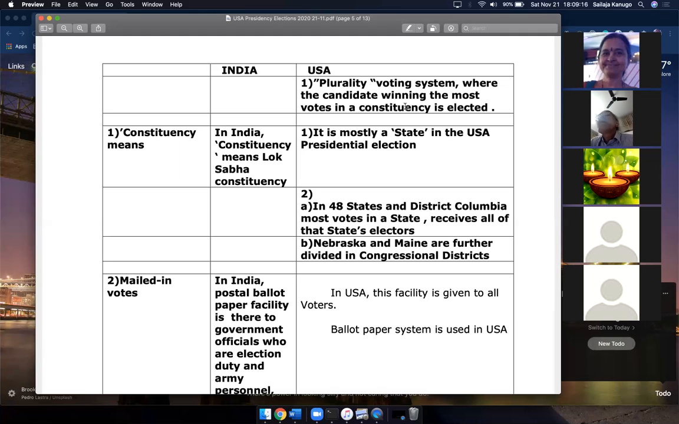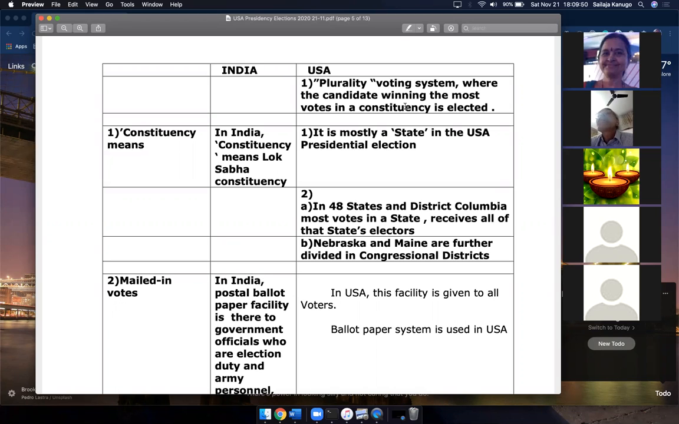In the USA column, plurality is a word. What is the plurality voting system? It means the candidate winning the most votes in a constituency is elected. Next, constituency is a word used in India and also in America. In the context of India, constituency means a Lok Sabha constituency or MLA constituency, etc. But in the context of the USA, constituency means a state. In the USA presidential election, the entire state is referred to as a constituency.